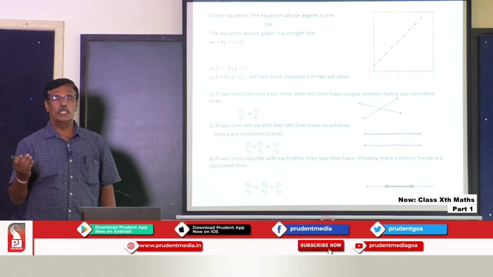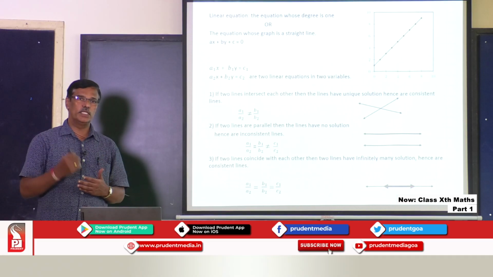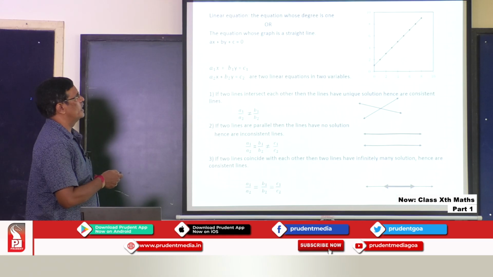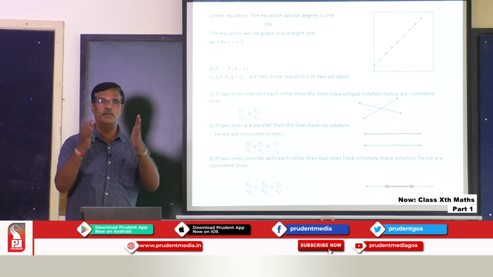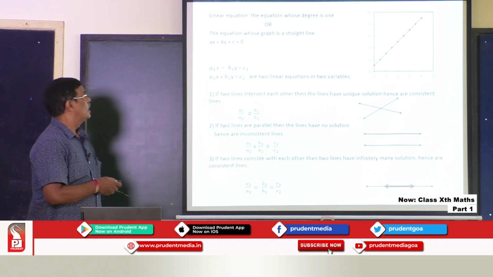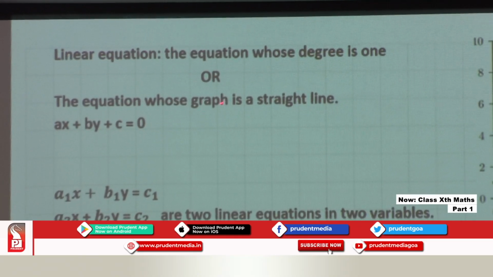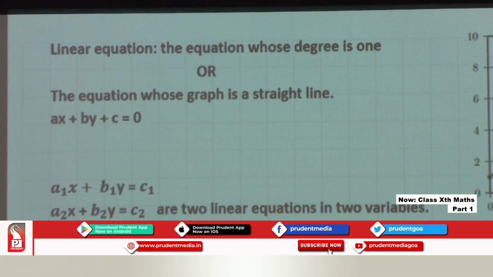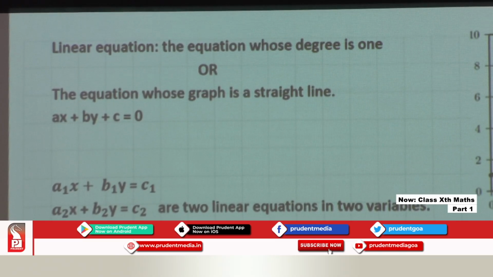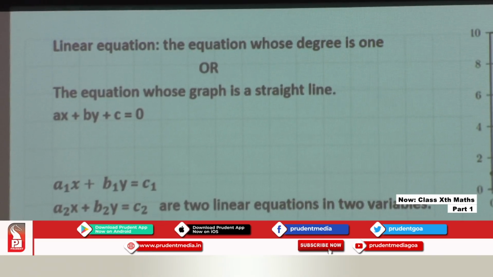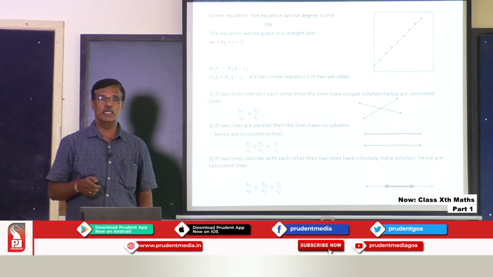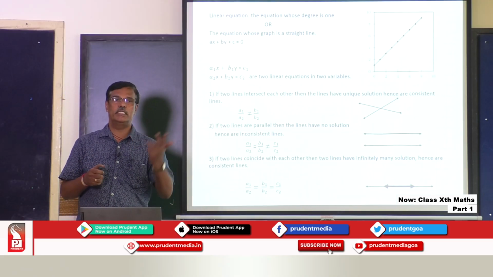So in the beginning, what is a linear equation? A linear equation is an equation whose degree is 1. This is the definition we normally learn from the textbook. But there is also one more definition: the equation whose graph is a straight line. If you take the equation ax plus by plus c is equal to 0, then this equation gives a straight line. Now in this chapter we are learning about two lines.